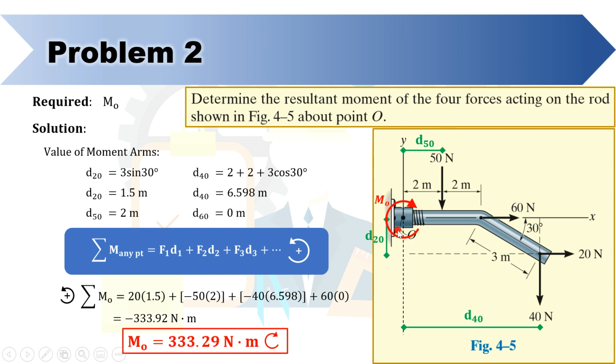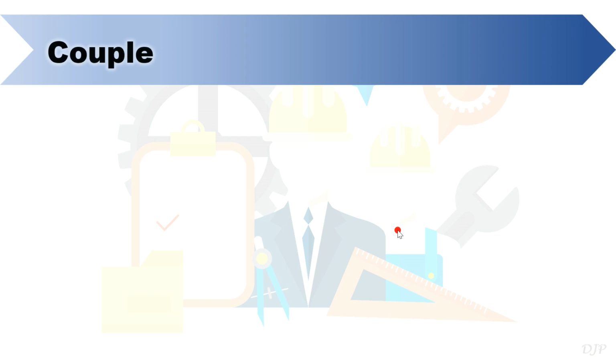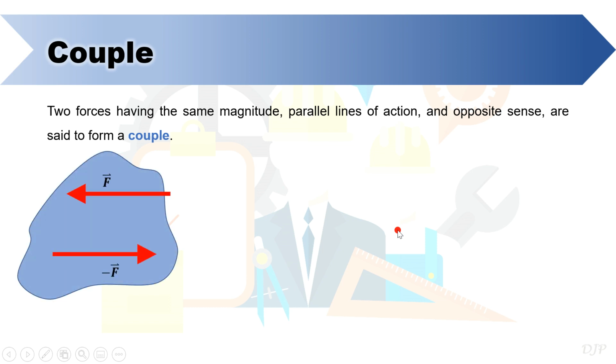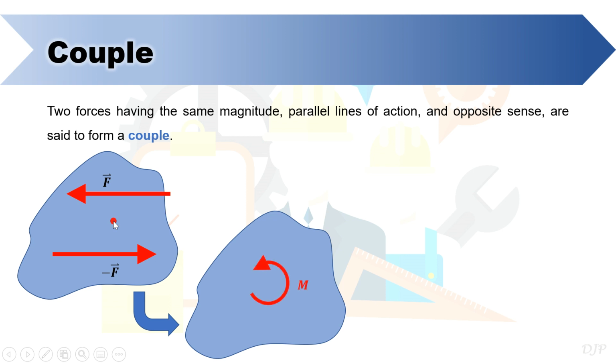Now that you have an idea about the moment of a force, let's proceed with the special case of moment, which is couple. A couple is formed by two non-collinear parallel forces having the same magnitude and opposite direction. For example, we have this rigid body acted on by force F and by the negative of that force. Since these two forces are non-collinear, parallel, oppositely directed, and have the same magnitude, these forces can be pronounced as a couple, and we can combine them into a single moment, also known as the moment of a couple.